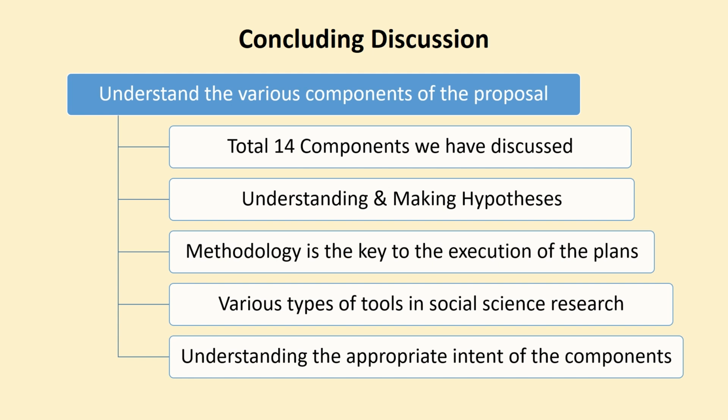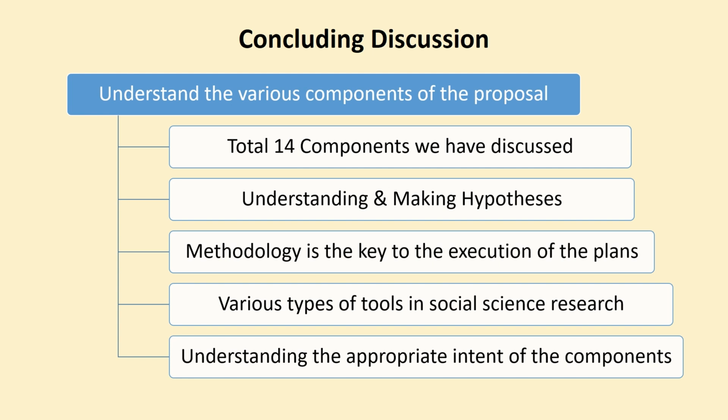Various types of tools in social science research. Interesting thing, there are many kinds of tools, used according to context and situation. For example, when you are going to do any kind of survey research, generally we prefer a questionnaire. When you are going for observation, you prefer a checklist, you prefer an observation schedule. So there are many things that a researcher should understand, and it will actually enhance the quality of your research proposal.